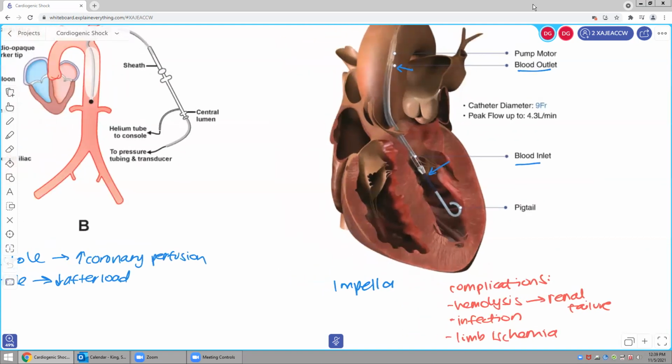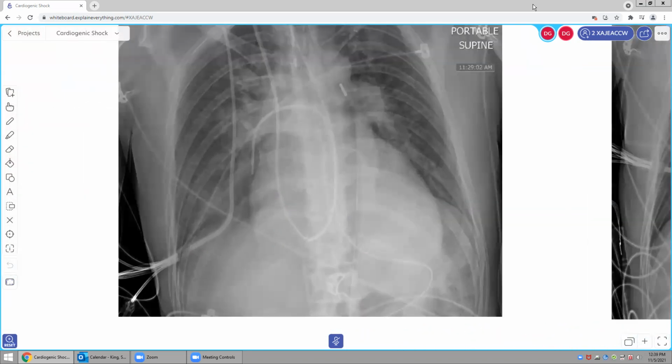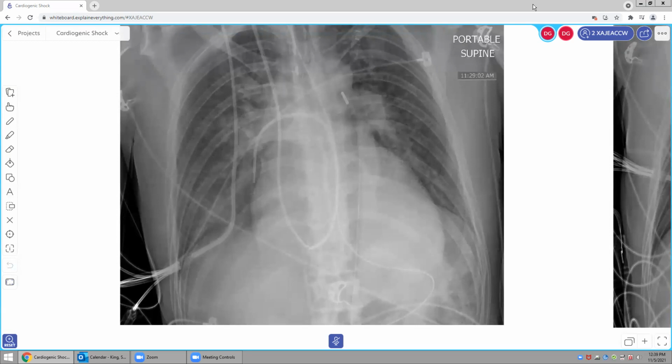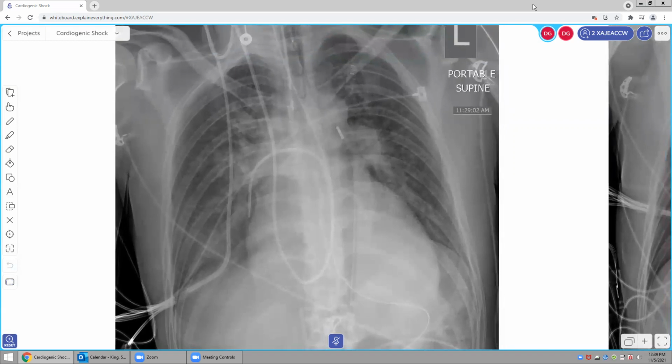Okay, great. Well, let me show you this guy's chest X-ray after he goes back to the cath lab. Tell me what devices or lines this patient has now. Yeah, where's the swan? Yeah, great. So it's a swan in his IJ going into his SVC, right atrium, right ventricle, and then extending there into his right pulmonary artery.